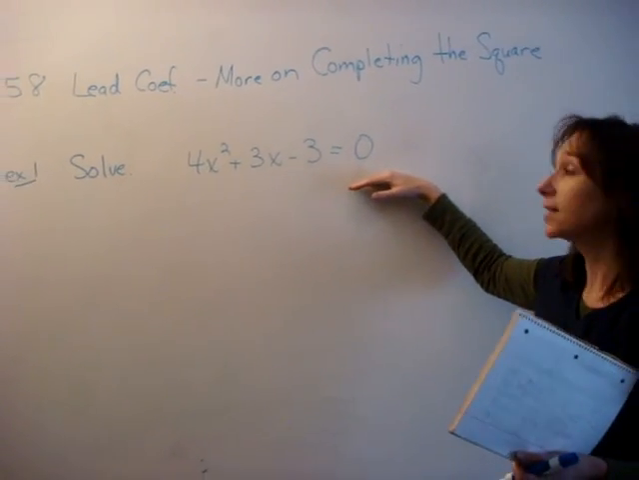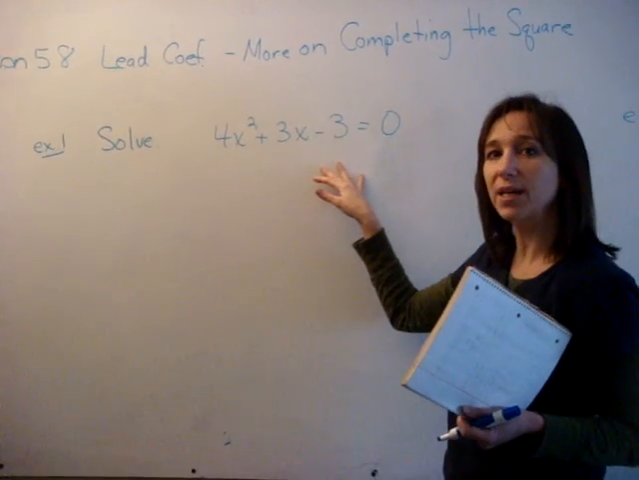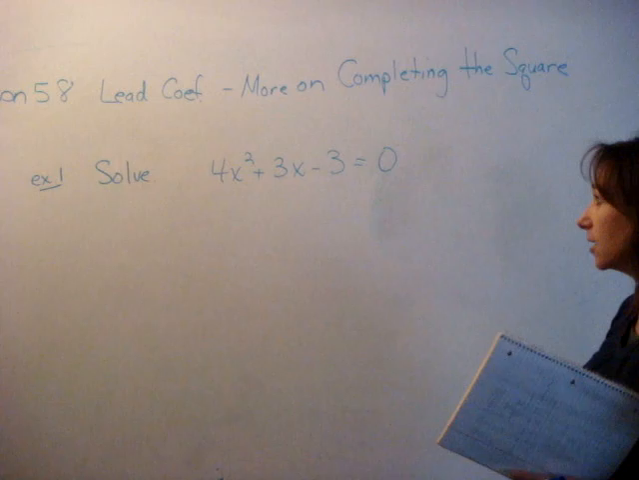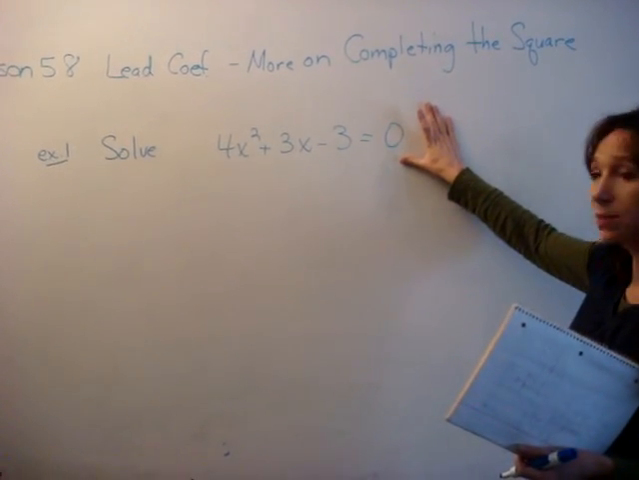You have to do the method that they say. If you think you could do it an easier way, you still have to do it by completing the square if the directions say complete the square. So let's look at this problem.